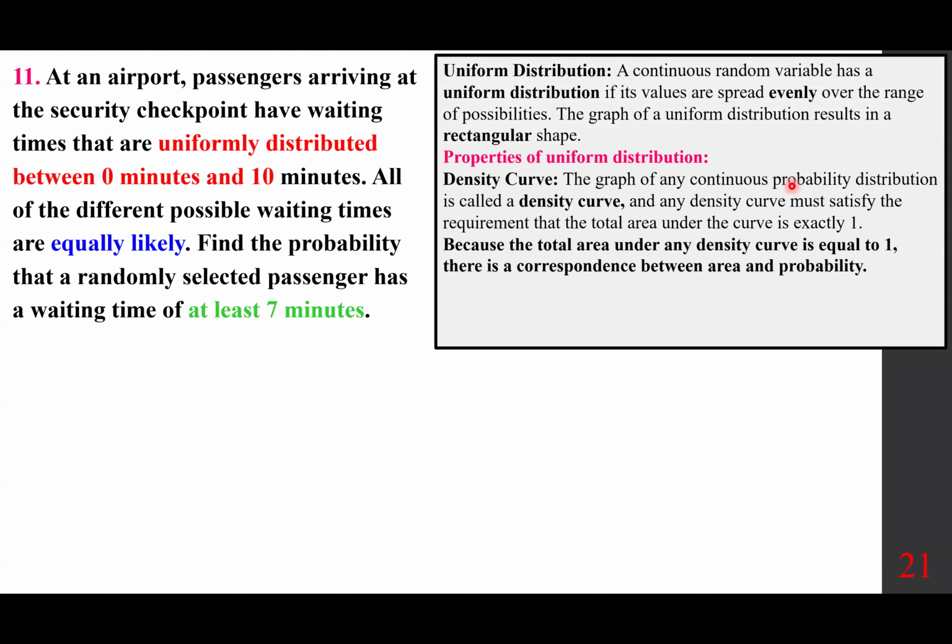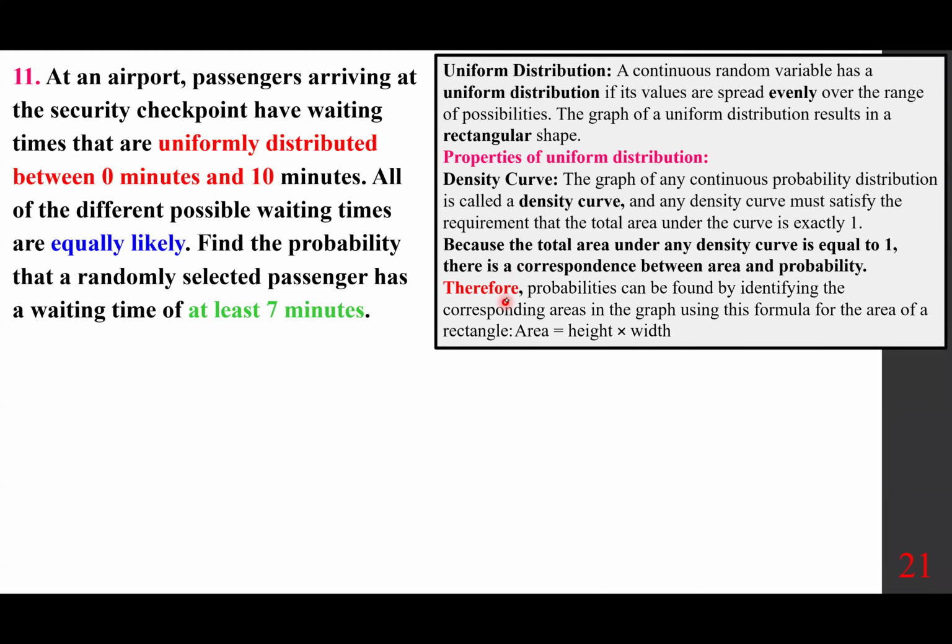Properties of uniform distribution. Density curve: the graph of any continuous probability distribution is called a density curve. Any density curve must satisfy the requirement that the total area under the curve is exactly 1. Because of that, there is a correspondence between area and probability. Therefore, probabilities can be found by identifying the corresponding areas in the graph using the formula for the area of a rectangle. Area is height times the width.